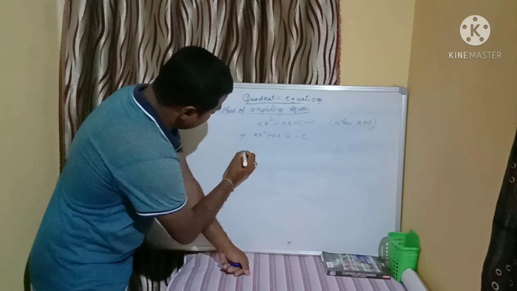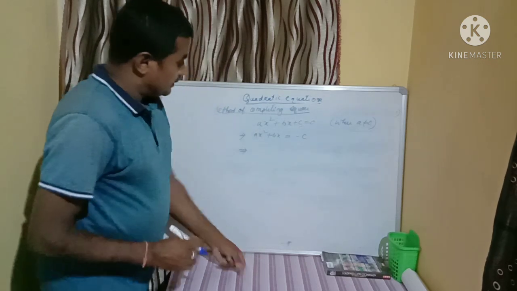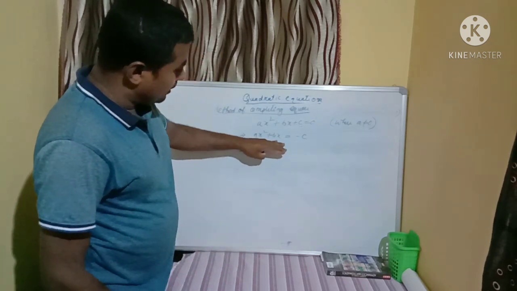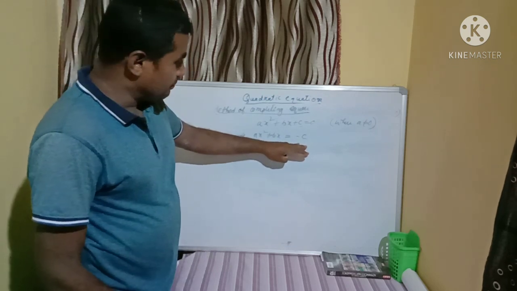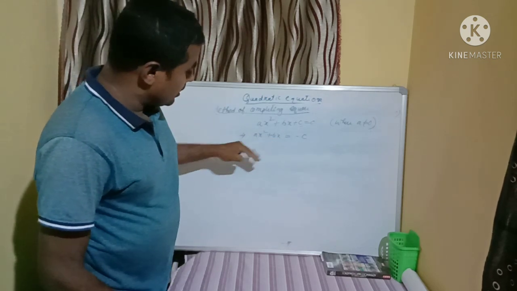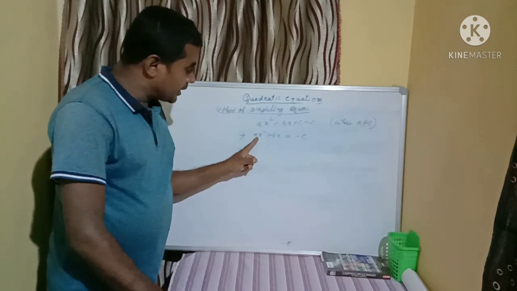Step 2, next one. In this step, you have to divide both sides of this equation by the coefficient of x square.